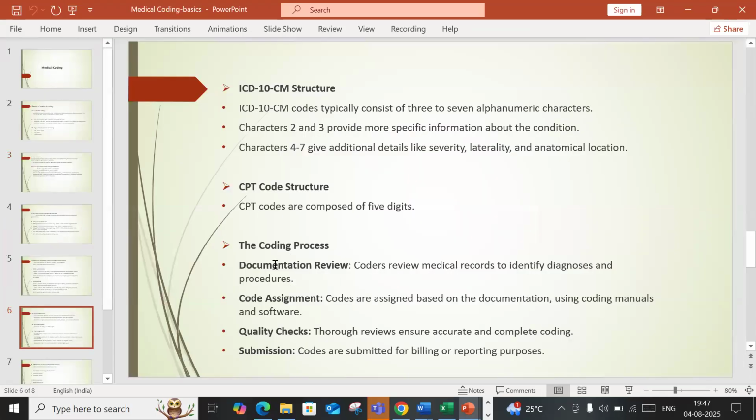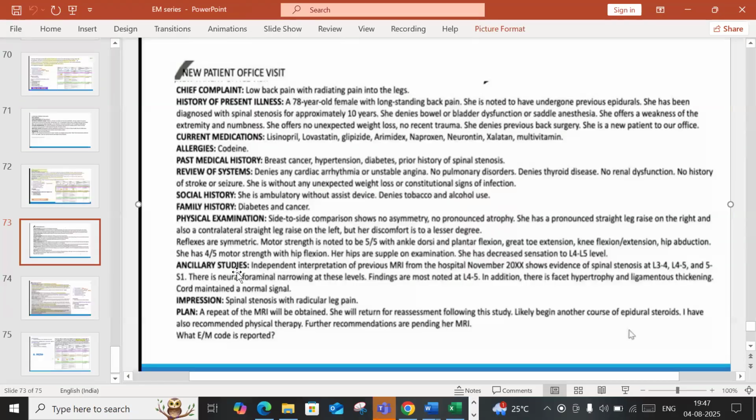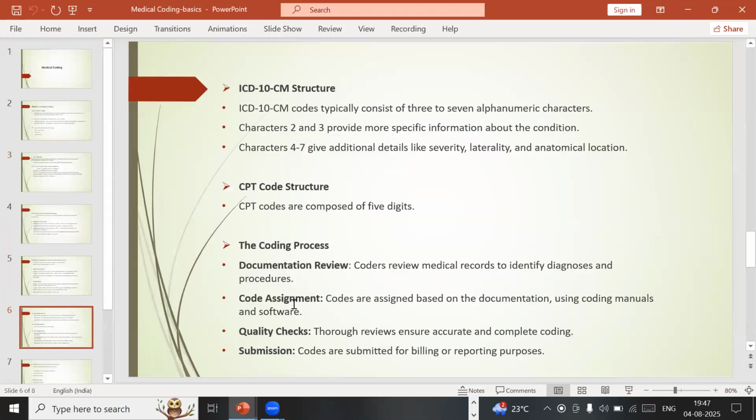Coders documentation review: coders review medical records to identify diagnoses and procedures. Next, code assignment. After reviewing the medical record, we will know whether we have to give diagnosis codes or procedure codes. If it is a procedure prescription, we give only procedure codes. If it is a diagnosis prescription, we give only those codes. That is different again. We have to report ICD codes or diagnosis codes based on the guidelines. That is the second step, code assignment.